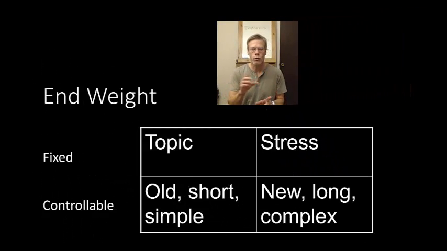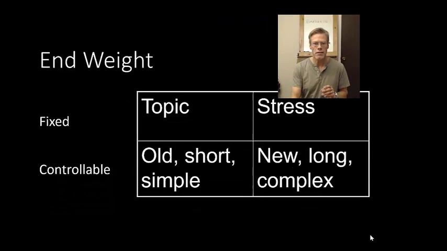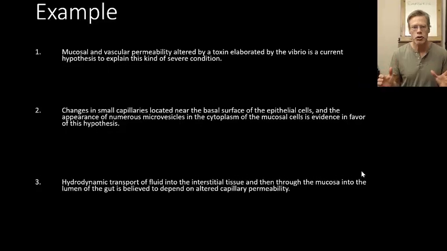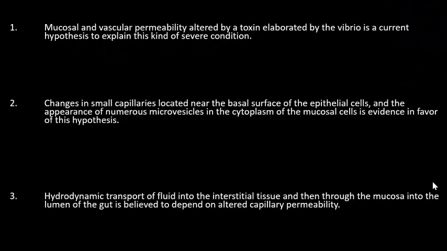But if we rearrange this to get the old information to the front of the sentence and the new information to the end, the short information to the front, the long information to the end, the simple information to the front, the complex information to the end, we're going to make this a lot easier. I've broken this into the 3 sentences, and we'll go through each one. So the first one: mucosal and vascular permeability altered by a toxin elaborated by the vibrio is a current hypothesis to explain this kind of severe condition.